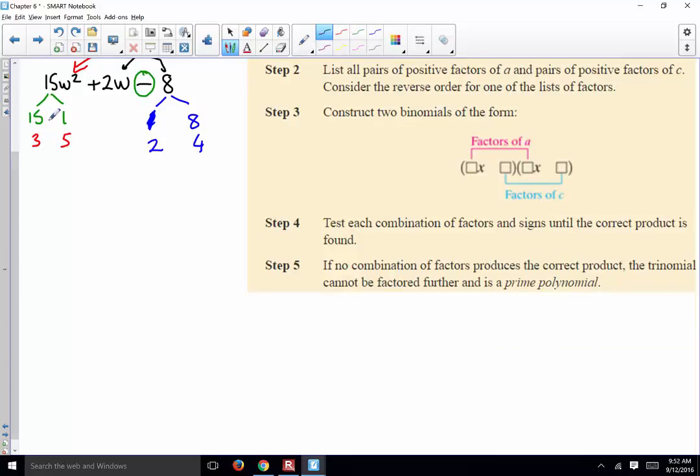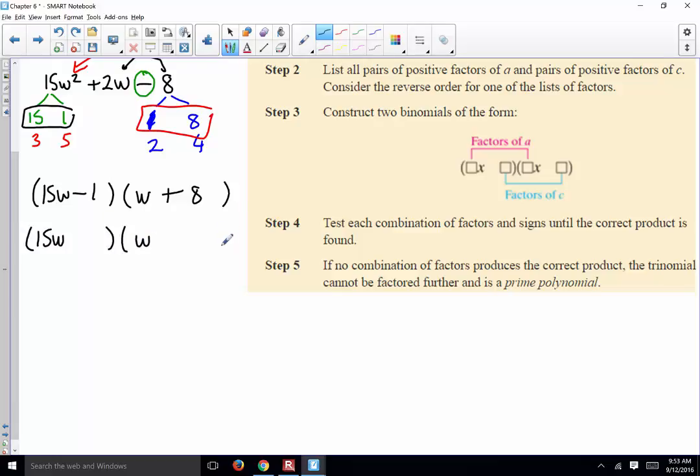Okay, let's keep trying. First try the 15 and 1 options. 15w, 1w with this pair. 1 and 8, 1 negative, 1 positive. I told you they must be opposite. I can try 15w, 1w, and then I choose the opposite order, 8 and negative 1. 8 goes here, 1 goes there. But look at this.